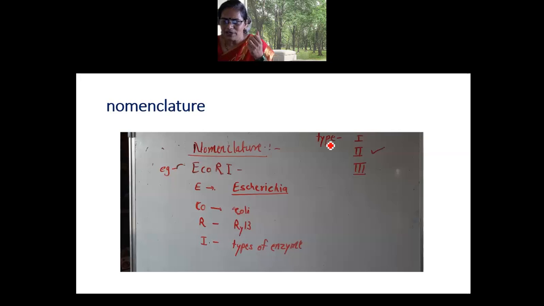There are different types of the endonuclease enzyme: type one, type two and type three. Generally type two is used in recombinant DNA technology. The question is asked in CET as well as in NEET: which type of endonuclease enzyme is generally used for recombinant DNA technology? You have to give the answer as type two. In this way the name is given to that restriction enzyme.